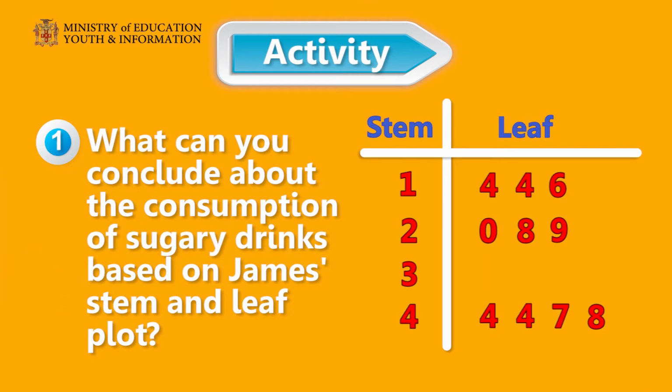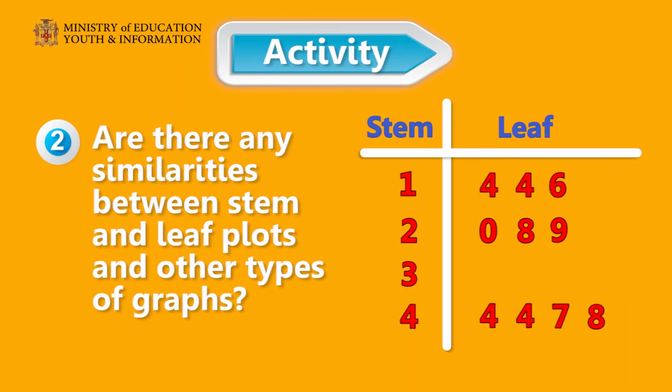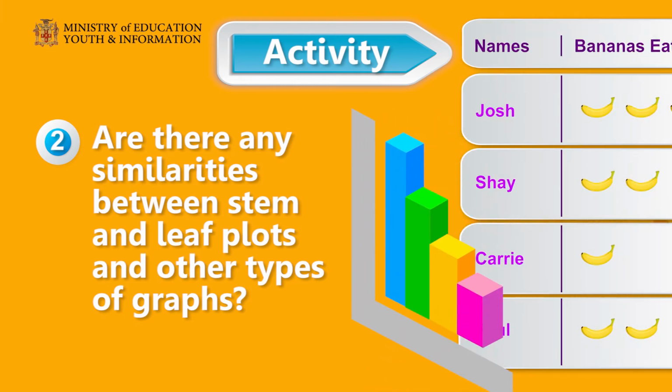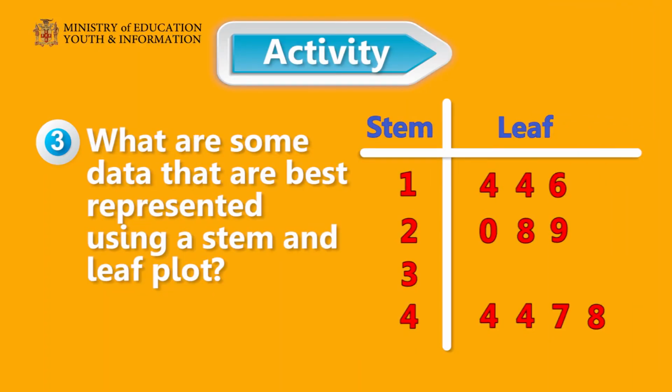What can you conclude about the consumption of sugary drinks based on James's stem and leaf plot? Are there any similarities between stem and leaf plots and other types of graphs? What are some data that are best represented using a stem and leaf plot?